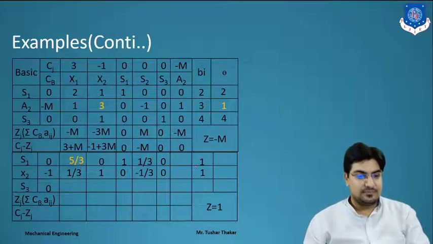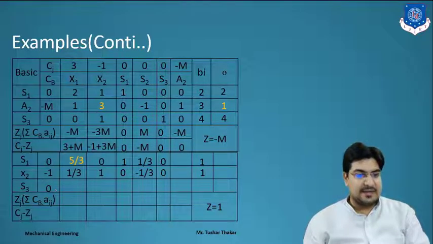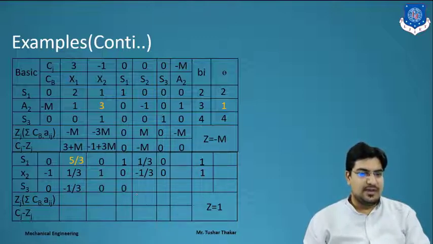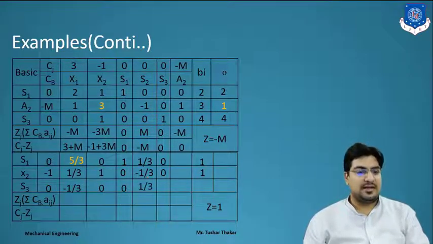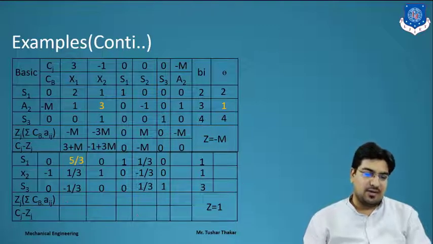For finding the BI, S2 is equal to 1. So 2 minus 1, we get 1 over here, right? Now we calculate for S3: 0 minus 1 by 3, that is minus 1 by 3. 1 minus 1, 0. 0 minus 0, 0. 0 minus 1 by 3, that is 1 by 3. 1 minus 0, that is 1. And here 4 minus 1, that is 3. So we get the same value over here.